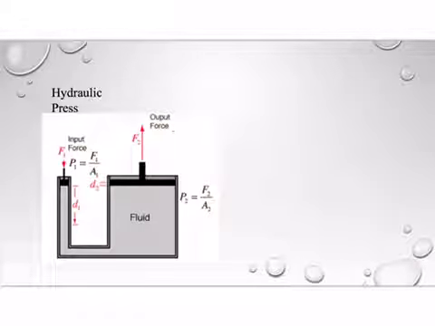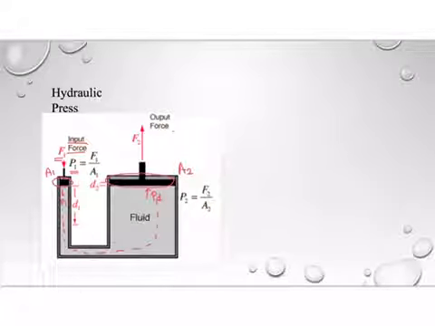The application of Pascal's principle in hydraulic press. This is a hydraulic press. These are the pistons, the small piston with an area of A1. This is the big piston with an area of A2. This F1 is the applied force, the input force. So when you apply the force F1, you create a pressure P1, which is equal to F1 over A1. This P1 pressure is transmitted by the fluid and exerted to the big piston.